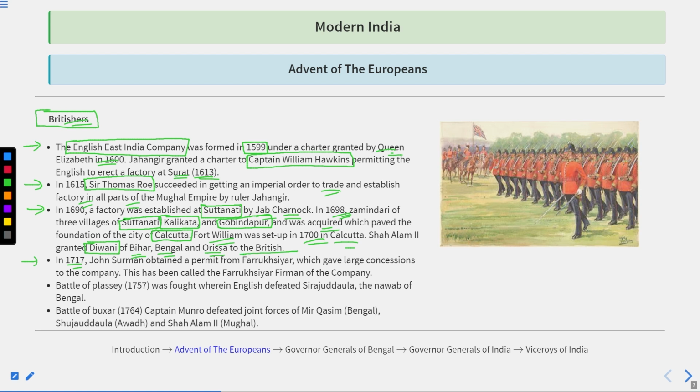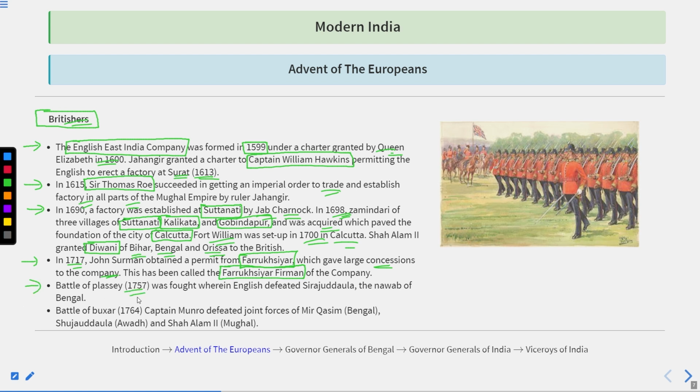From Farrukhsiyar, he was also the Mughal ruler. And this permit gave large concessions to the company. And that's why it is also famously called the Farrukhsiyar Farman of the company. Because through this, Farrukhsiyar granted a large number of important concessions to the Britishers that ultimately paved the way for their rule establishment in India, as we know.